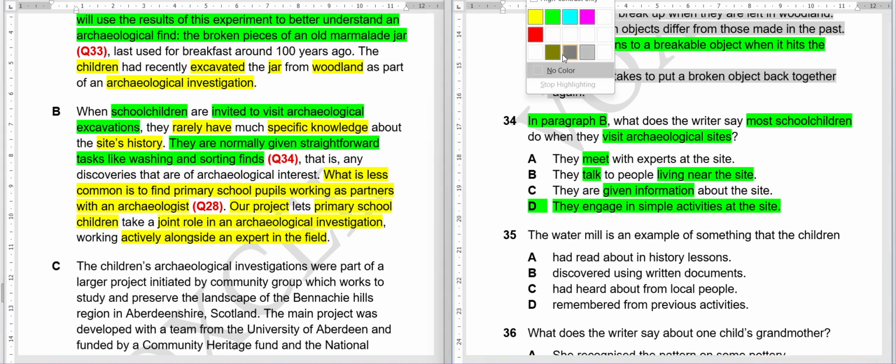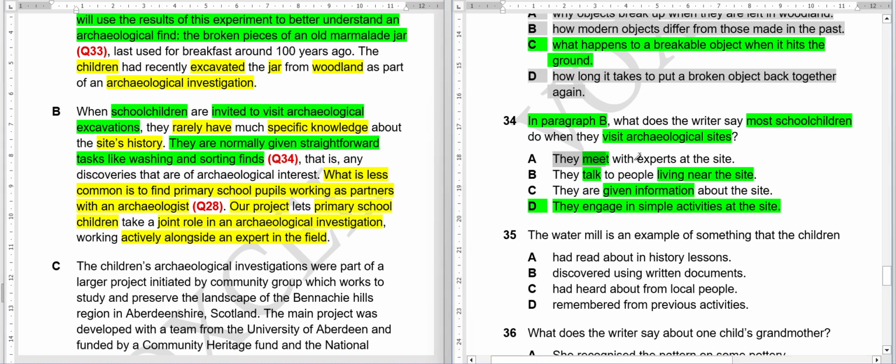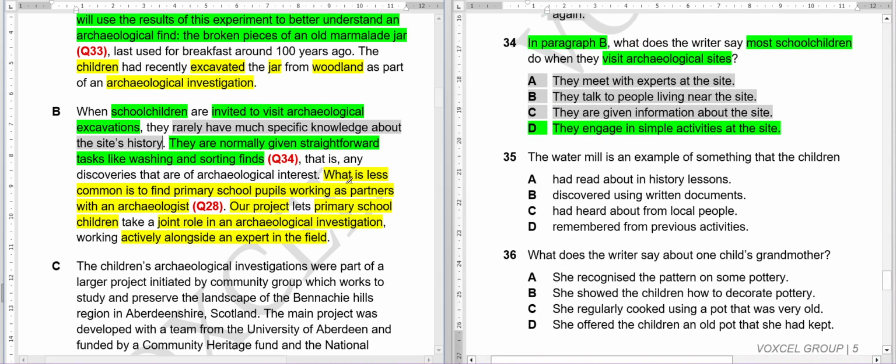And let's see why other options cannot be our answer. A, they meet with the experts. Yeah, they meet with the experts, they work with them, but it is not the only thing they do. Clear? Because they are normally doing these kinds of things. They talk to people nearby, there is no mention of that, and they are given information about the site, there is no mention of that. Yeah, they have rarely knowledge about the site's history, but are they given the information about that particular site when they visit there or not? We don't know about that, so we know this is not our answer, so our answer is option D. Let's read 35th.